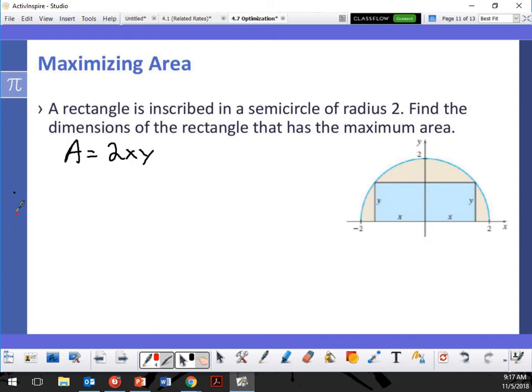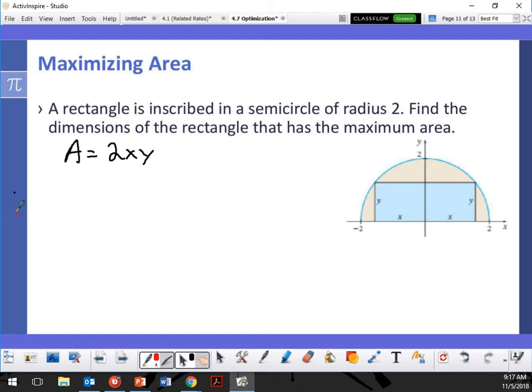What else do I know out of this? Find the restriction on the domain, basically. Can I go all the way to 2? Can x be 2? Then y would be 0. Can y be 2? Then x would be 0. So I know that I have to limit it in there, right?